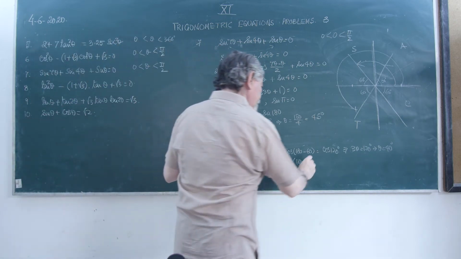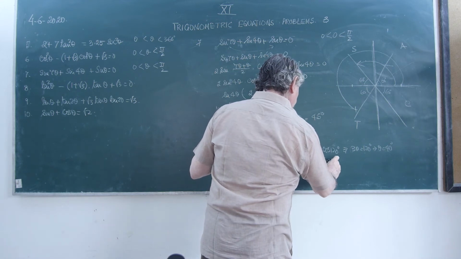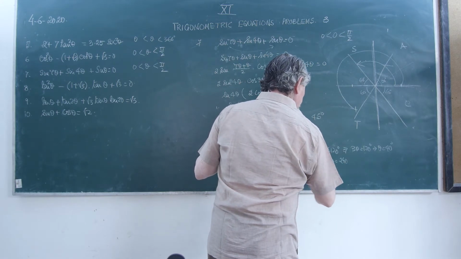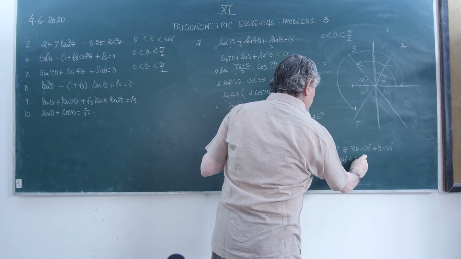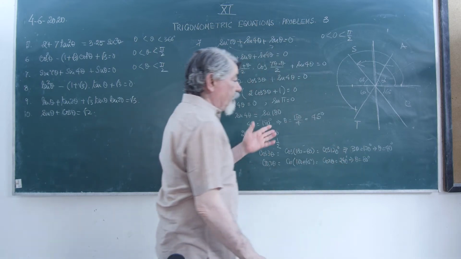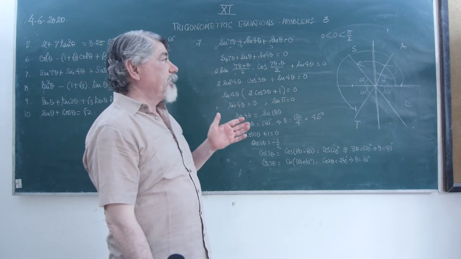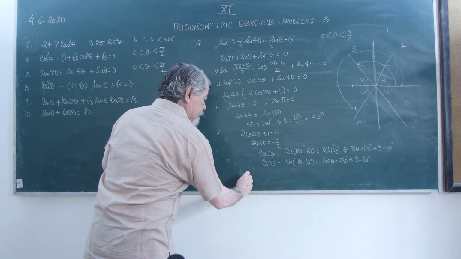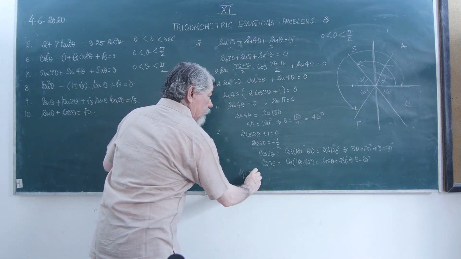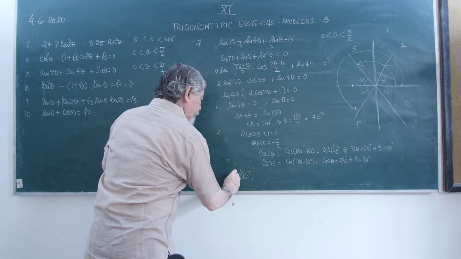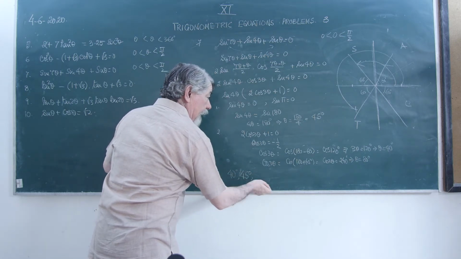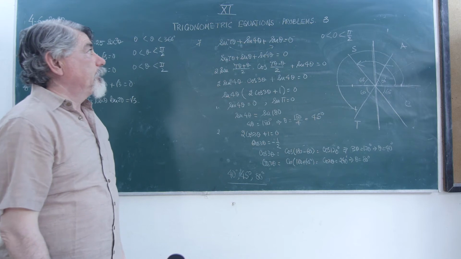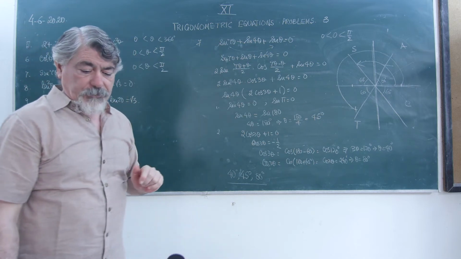So 180 plus 60 will be how much? 3 theta will be 240, so theta will be 80 degrees. So they are falling within the range 0 to pi by 2. So the possible values will be 45 degrees, 40 degrees, and 80 degrees. These are the possible values of theta satisfying this particular equation.